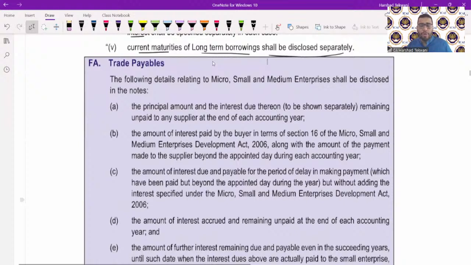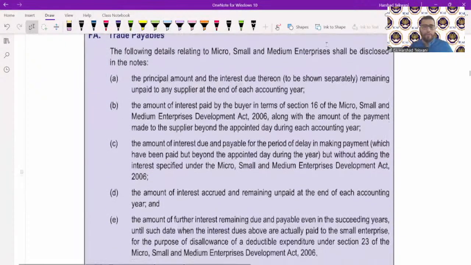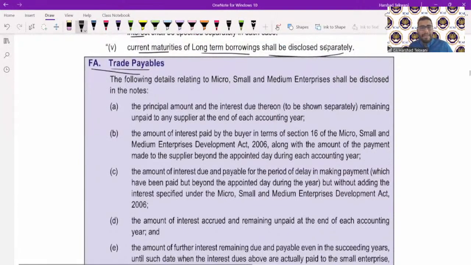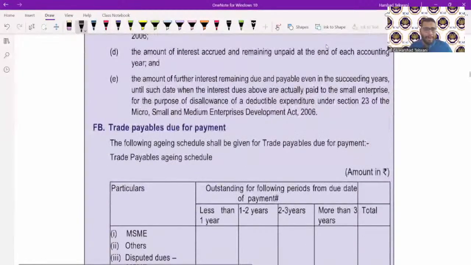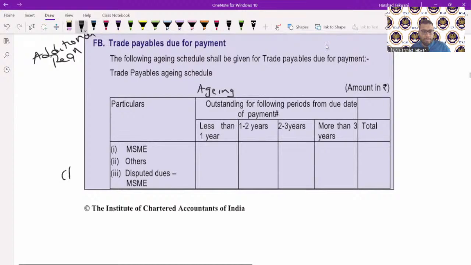Okay. Now I'm going to discuss one of the parts, which is the amendment in Schedule 3. That is the trade payable schedule. Earlier in the trade payable schedule, you were supposed to disclose details of this particular FA. But now along with this, there is an additional requirement of providing aging based on classification. Aging based on classification.